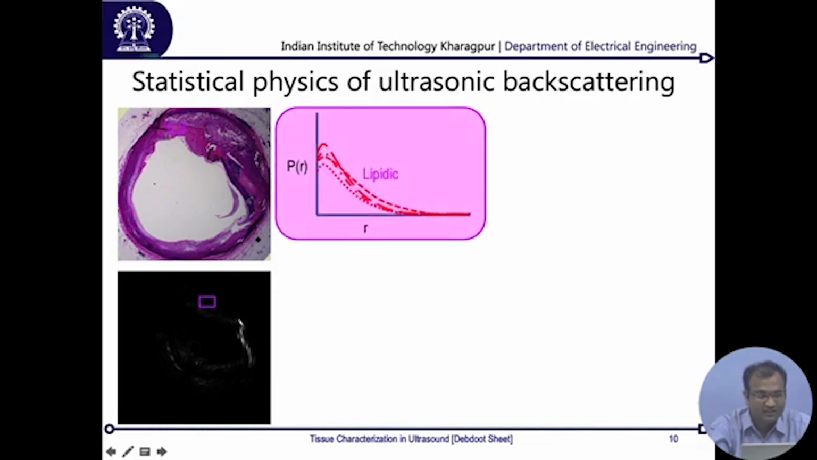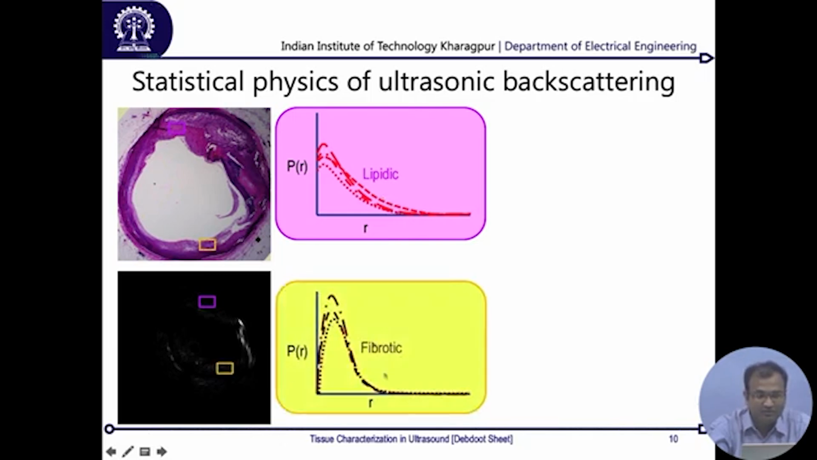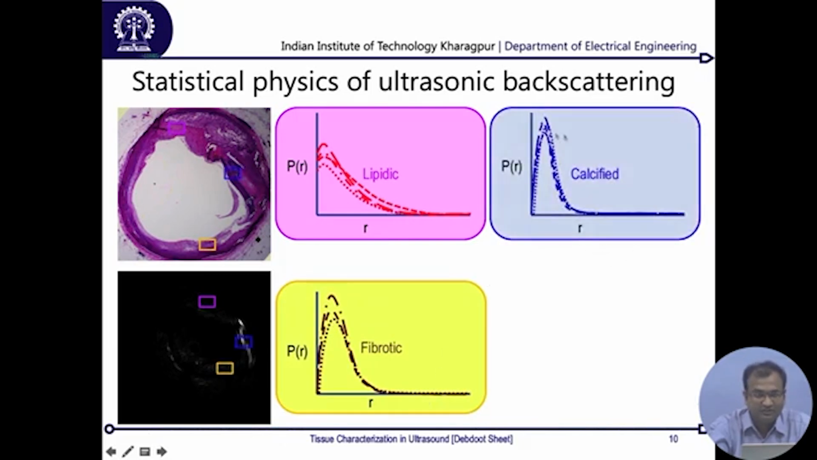So say I take this region over here which corresponds to this region, and we know that this part is lipidic by looking at the histology reports. Over there we look at multiple ultrasound lines going down and then look at what the probability curve looks like. Similarly, we repeat the same thing for fibrotic tissues, and we repeat the same thing for calcified tissues.